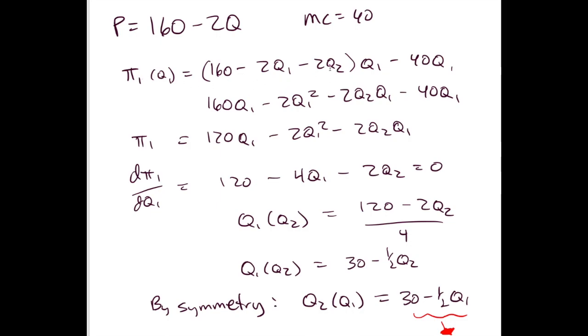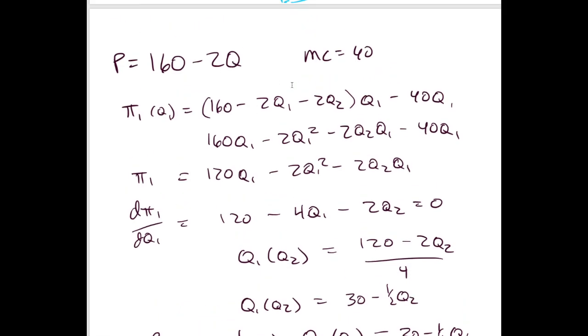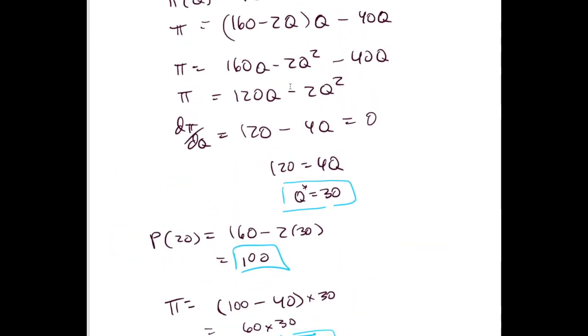But anyway, so my market demand is now going to be 160 minus 2Q1 minus 2Q2, because remember, Q is going to be the sum of Q1 and Q2. That's from up here. I wonder if I can just bring this down where I need this. I sure can.